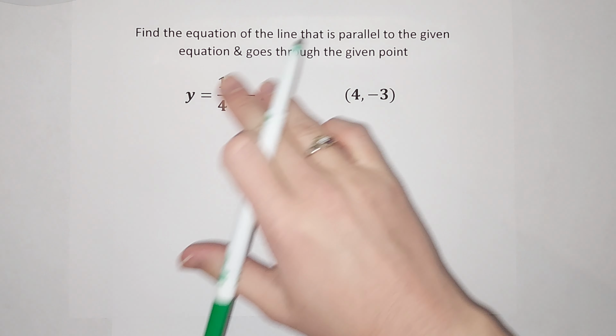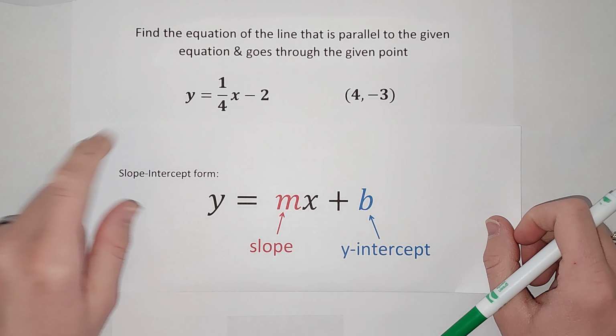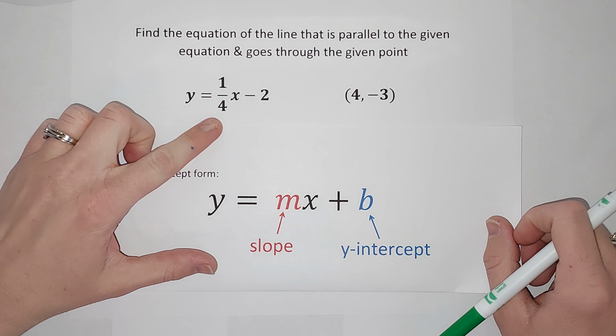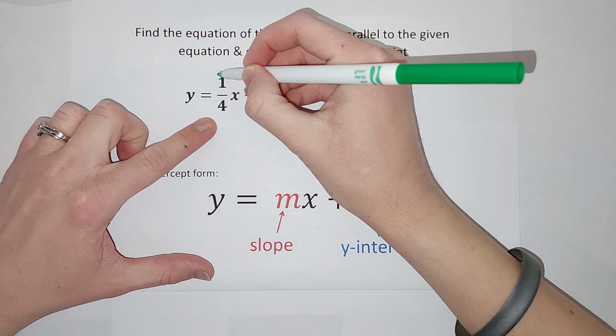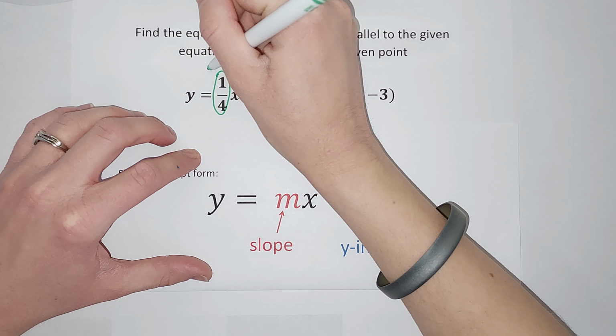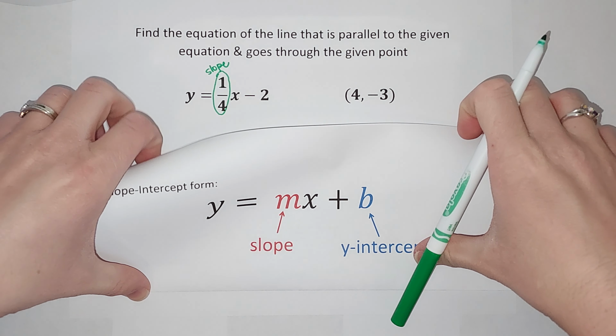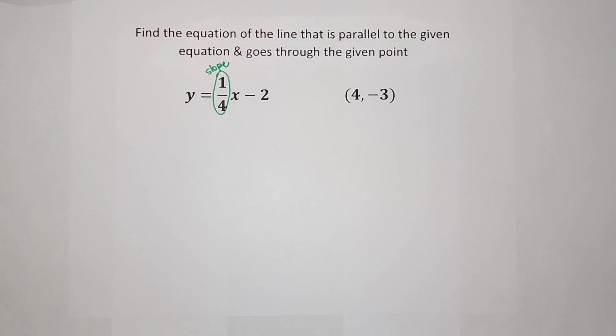So looking at this one, it is in slope-intercept form, right? Y is by itself. So when it's in this form, my slope is the one in front of the x. So the slope of this line is 1/4. So the slope of a line that is parallel to it will have the same slope, okay? So I have everything I need.